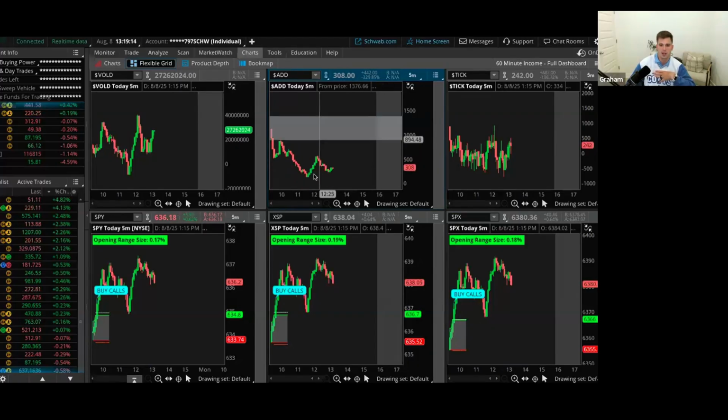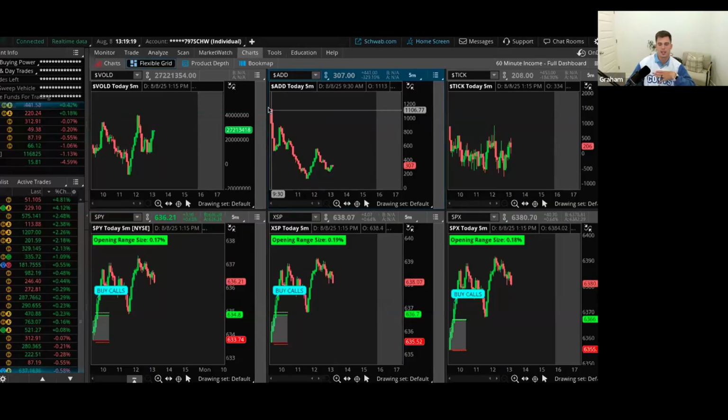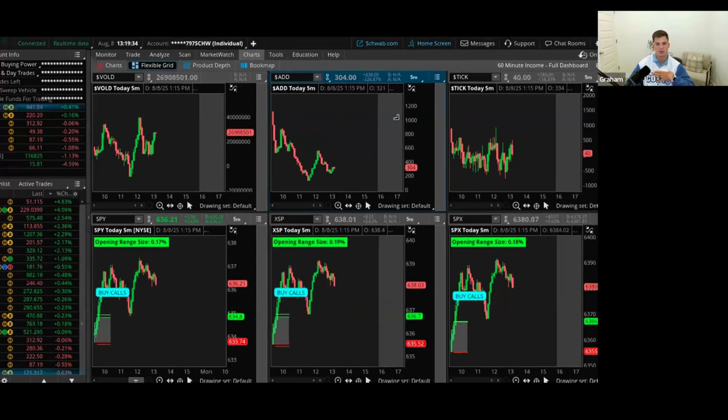But if we're looking here at the trend, it started out the day at 1,000. ADD was at 1,000, and now it's been grinding down. So stocks are falling off on the day. That's how you would interpret this. It's still technically bullish. It's still above zero, but you're seeing a fade on stocks.